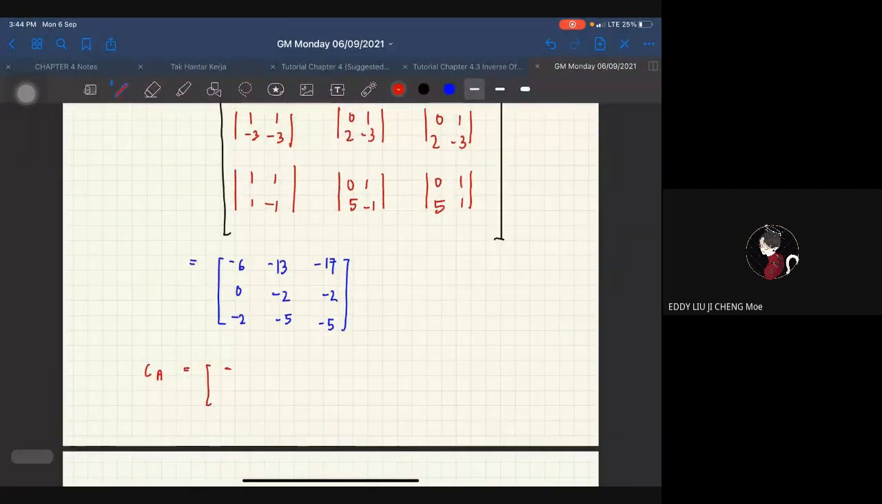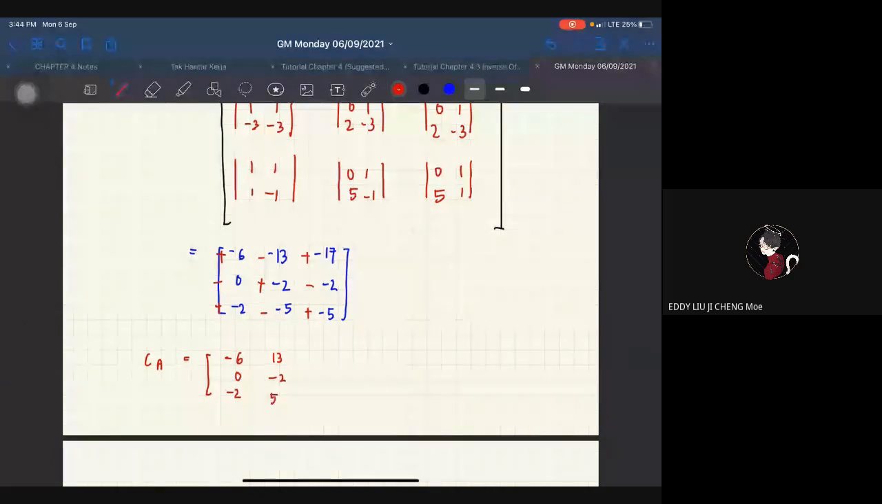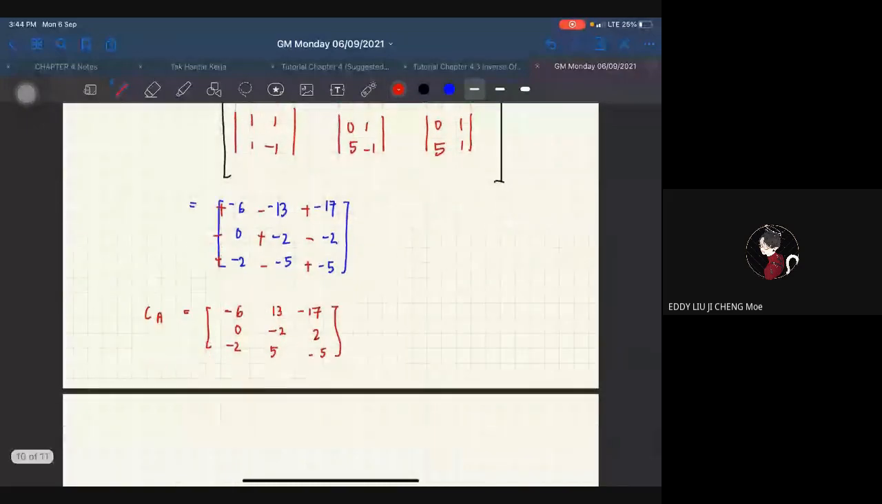So just put the sign. So for the first one is positive, so you have -6. The second one is negative, so tapi dia kosong, so just 0. And then lastly awak ada negative, positive juga. Okay, and then for the second column awak akan dapat positive 13 sebab negatif darab negative 13, and then second one awak akan ada negative 2, last sekali ada 5. Okay, and then last column awak akan ada 17 negative, and then 2, and then negative 5. Okay, so this is your cofactor for matrix A.